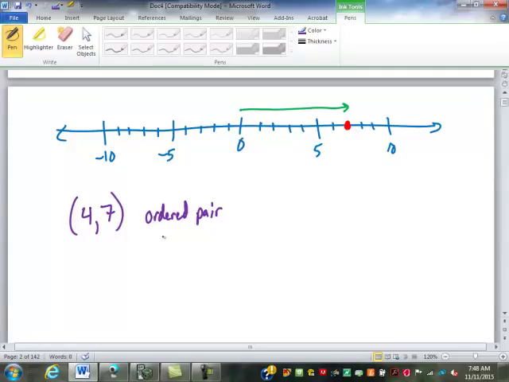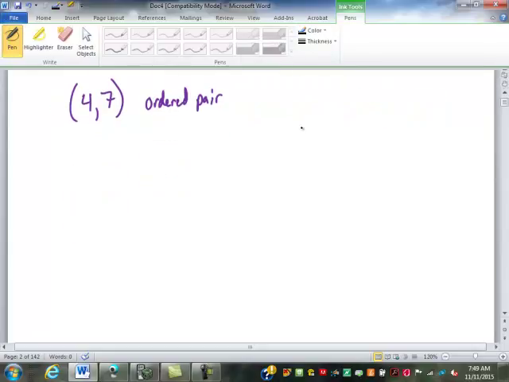Now, to represent two numbers like that on the number line, I suppose we could do 4 and 7 and show their link. We could maybe do an arrow or something like that to link them together. But that would get very cluttered very quickly. In order to represent two numbers together like that and to show that they are linked together, a man by the name of Descartes came up with an idea.